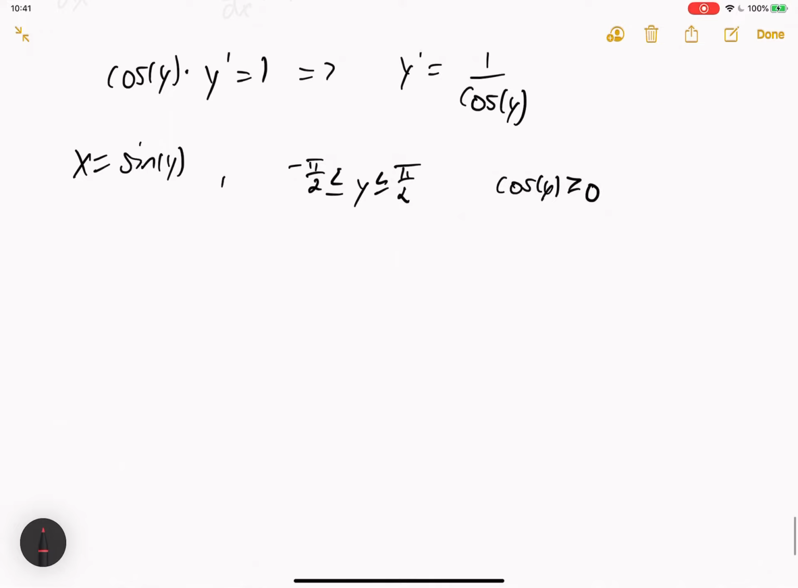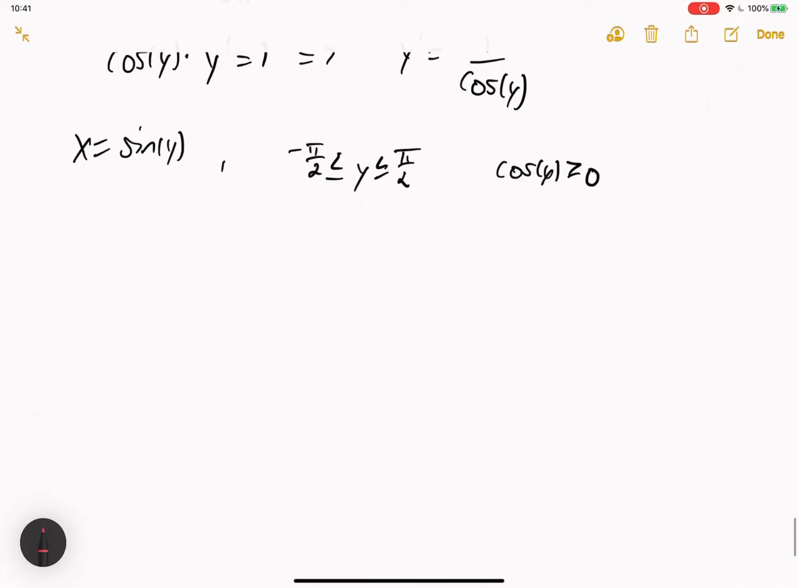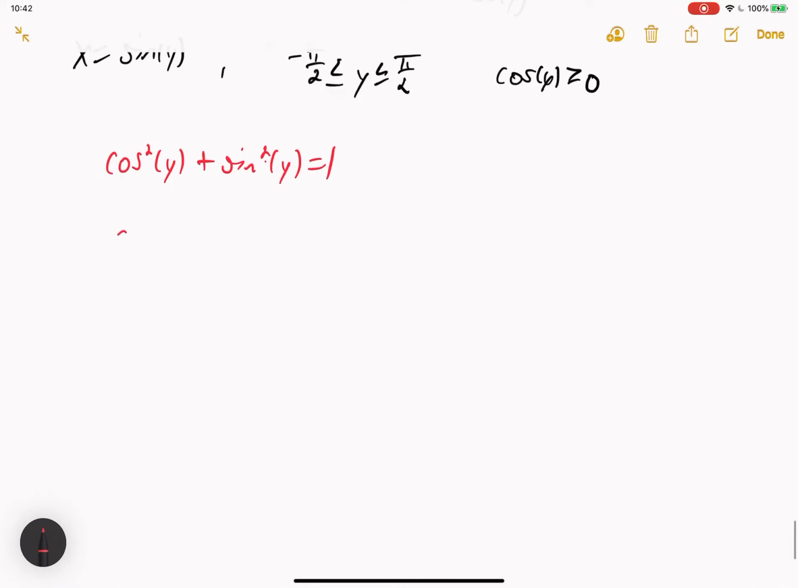So, now that we know this, we can actually do some algebra. We get that cosine squared of y plus sine squared of y is equal to 1. So the algebra we're going to be doing is on this expression right here. We know this is true for all y, and y is between negative pi over 2 and pi over 2, so this is pretty nice. Then we can use this expression to solve for cosine squared of y. It's going to be equal to 1 minus sine squared of y.